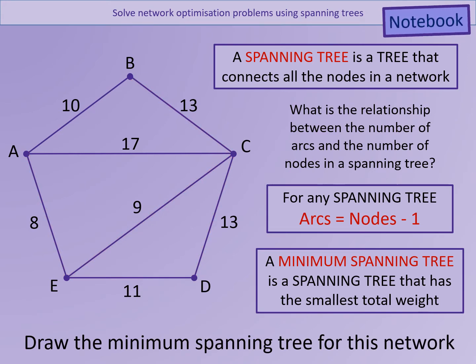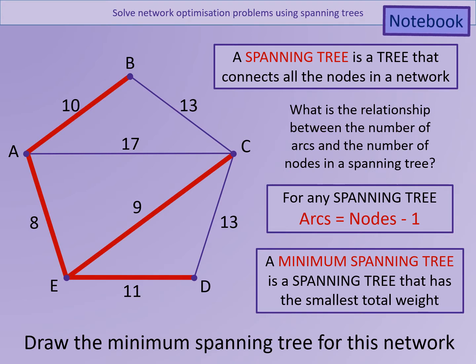By inspection, look at this network and draw a minimum spanning tree. You can see the minimum spanning tree there uses those 4 arcs, and they are the 4 arcs of the smallest weight that will give us a spanning tree.